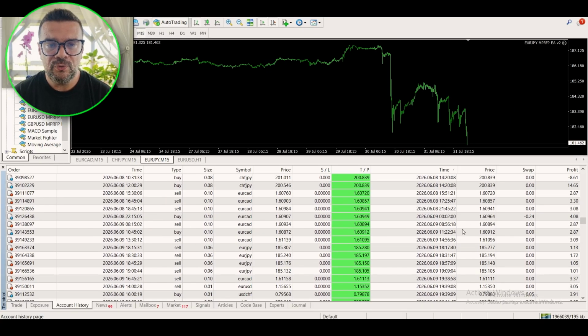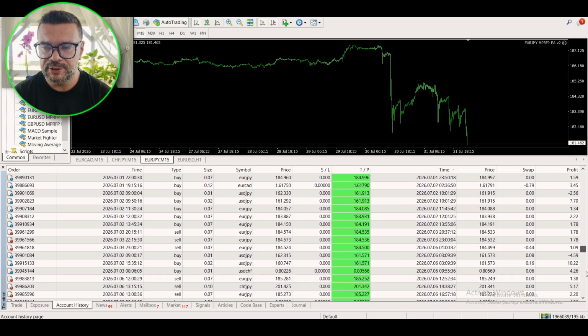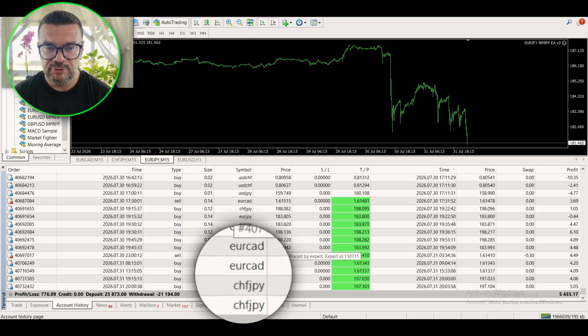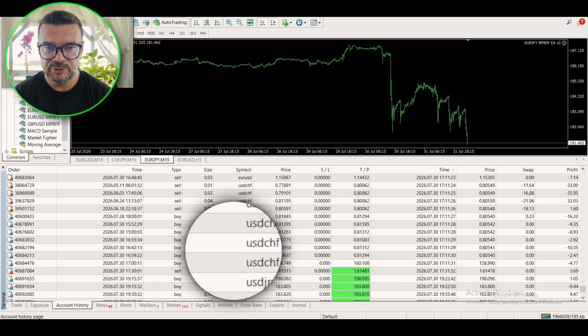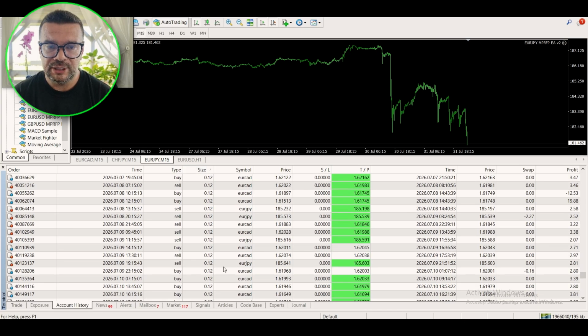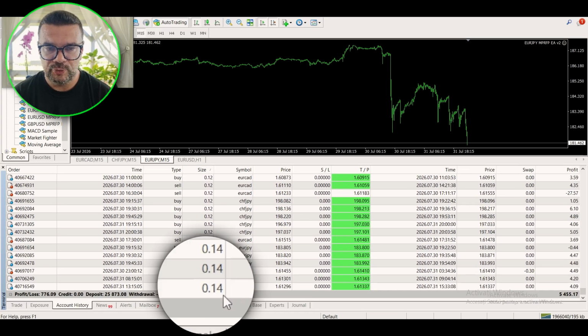And here you can see all the trades that are happening. And if I look at the last month, quite a lot of trades on the Swiss yen, Euro Canadian dollar, Euro Japanese yen, and so on. And these are the trades that actually I closed, get out of the market after trading. Many trades, but the lot size never goes beyond 0.14 because it's a grid.